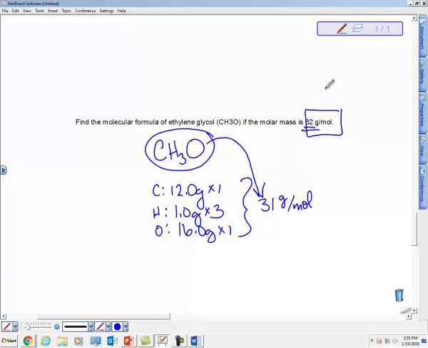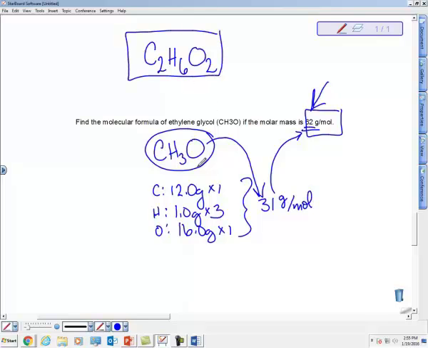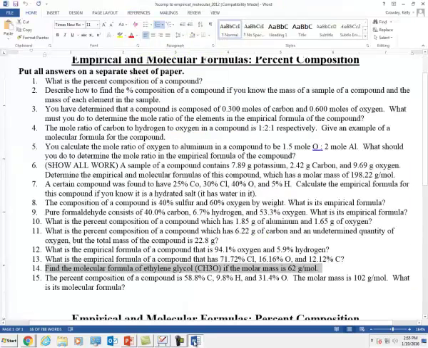Now, if the molecular formula has a molar mass of 62, I think you guys can see that 31 goes into 62 2 times. So that means that the empirical formula must be doubled. The molecular formula would just be double the empirical, C2H6O2. And that would be your final answer. Again, that was question number 14. Alright, at this point, I feel that you probably have enough information to be comfortable to work yourself all the way through all of these problems.